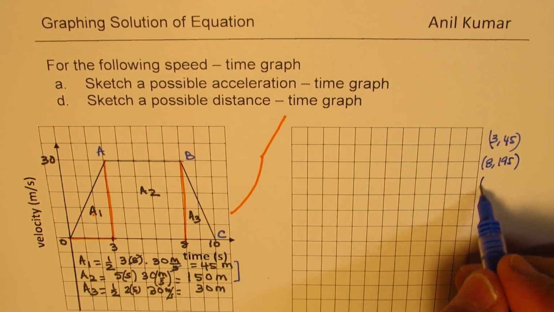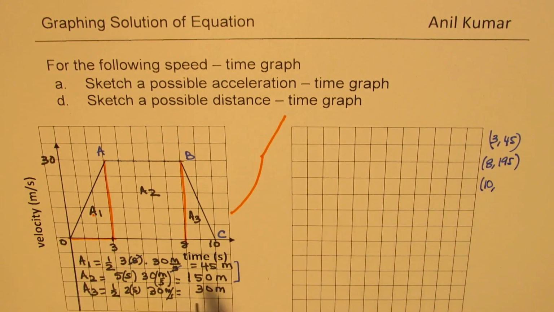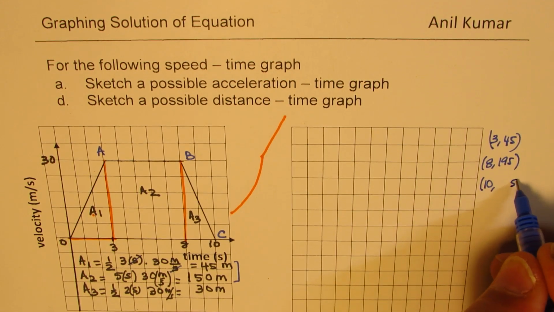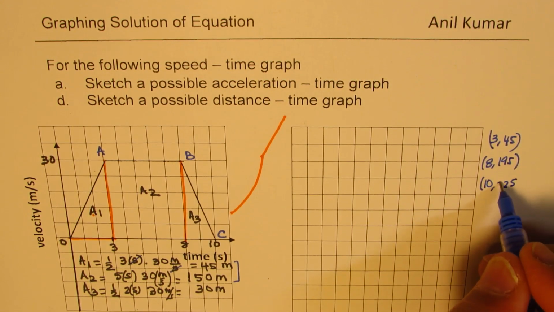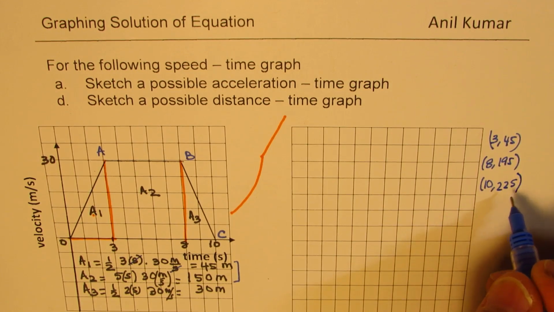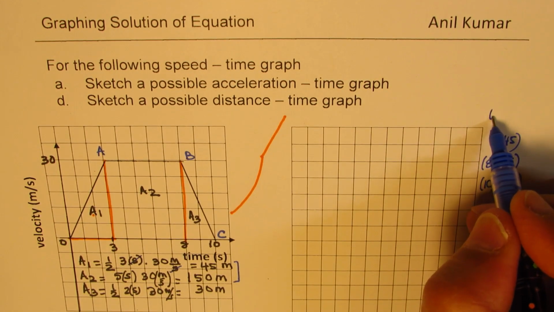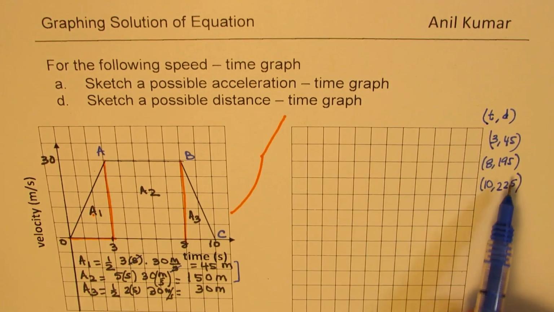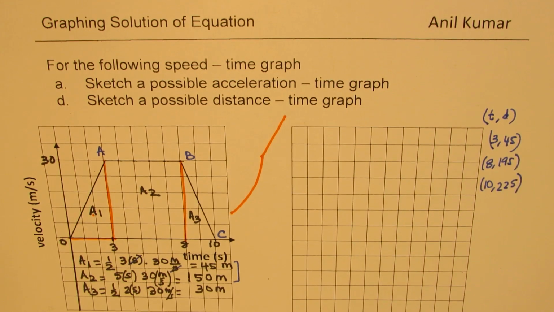And then at 10 seconds, the object moves further away by 30 more meters. So it will be 225 meters, right? So we're talking about now time and distance, correct? So we have to plot these points. So we have to plot 45, 195, 225, correct?